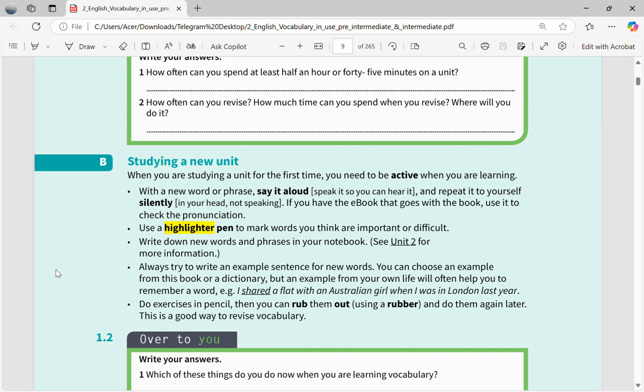Write down new words and phrases in your notebook. See Unit 2 for more information. Always try to write an example sentence for new words. You can choose an example from this book or dictionary, but an example from your own life will often help you to remember a word.